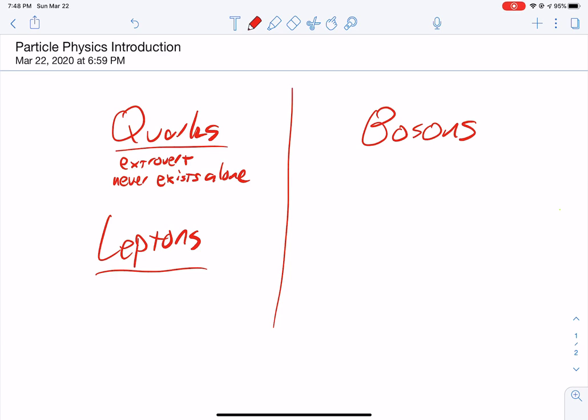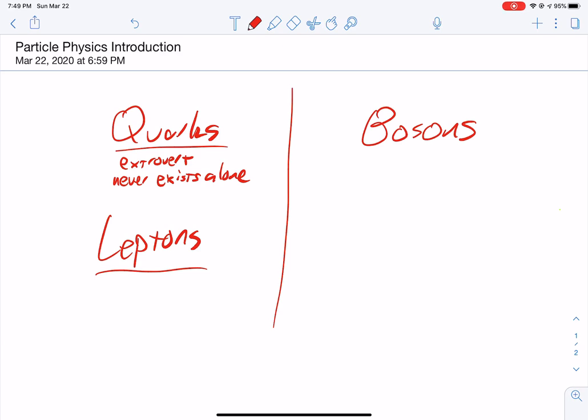You say, Mr. Reynolds, where did that extra quark come from? Well, remember what you did. You added energy, and energy equals mass times c squared. Energy and mass are interchangeable. So you can actually create quarks by doing this. The quark is an extrovert, never exists alone. I'm not a big fan of social isolation, to be honest.